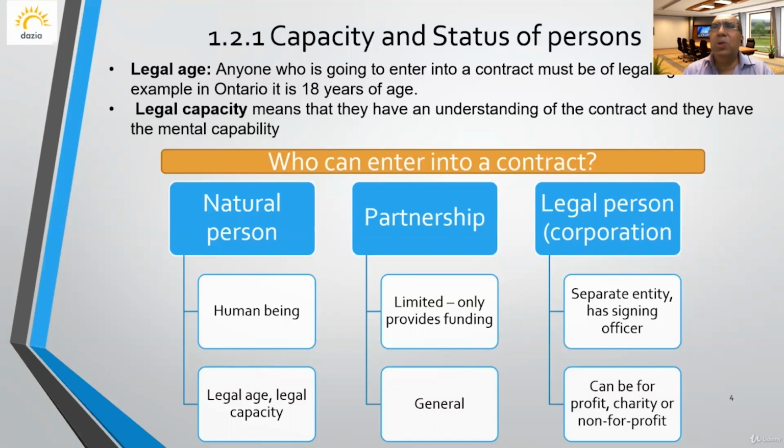The legal person, a corporation, is considered a legal person. You can incorporate a company, and the company is considered a separate legal entity. It has a signing officer or officers who are legally allowed to sign on behalf of the company. The company can buy property, can enter into contracts, and can be sued in court. So it's a separate legal entity. And this company could be for profit, a charity, or not for profit. So they can all enter into an insurance contract.